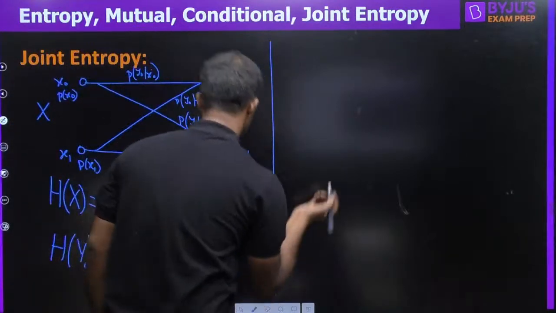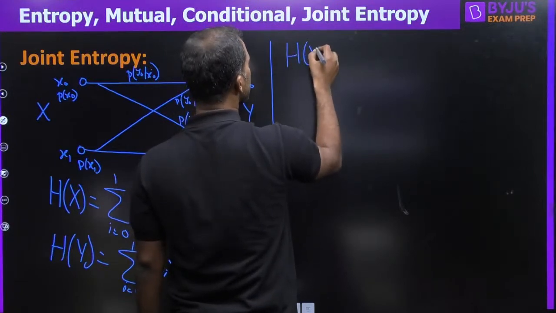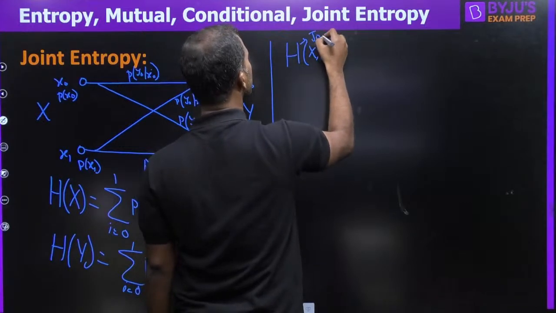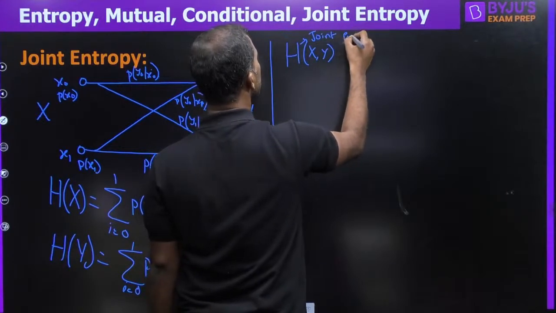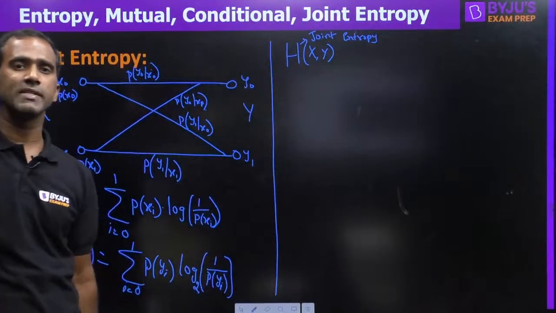Now let us talk about joint entropy, H of x comma y. This is what we call joint entropy. Joint entropy deals with joint probabilities.